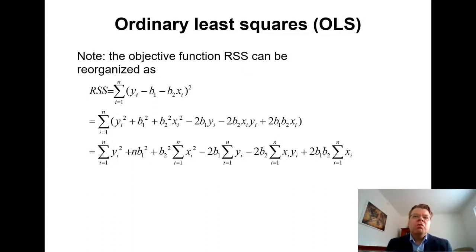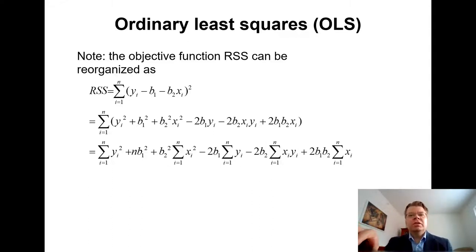I won't walk you through all of these steps, but it's a good idea to look at the slides and check that you can understand and follow them. In the first step, I simply write out this squared expression explicitly, component by component. Then in the second step, I use the properties of the sigma operator, the sum operator, and move the sigma operator to each of these components. If you don't understand one of these parts, then it's good to check back these properties of the sigma operator. There's nothing very mystical happening here. Please verify that you can get this RSS to the form at the bottom of this development. Okay.